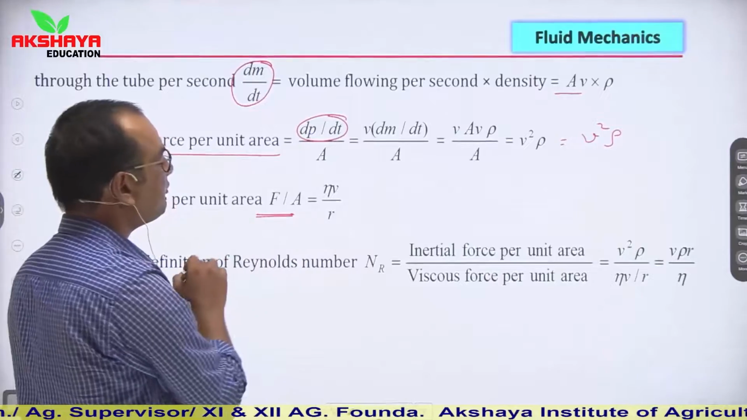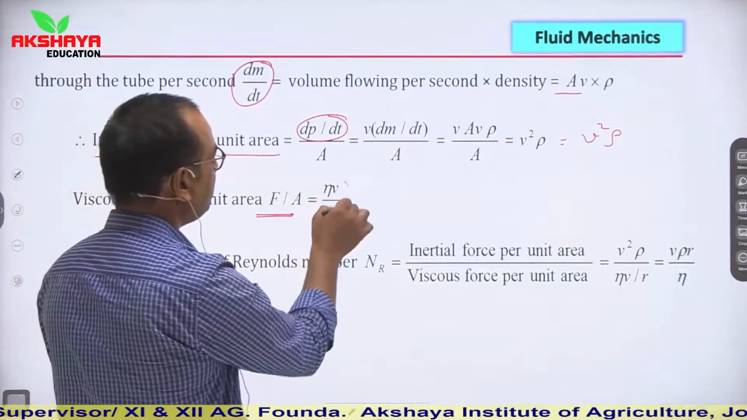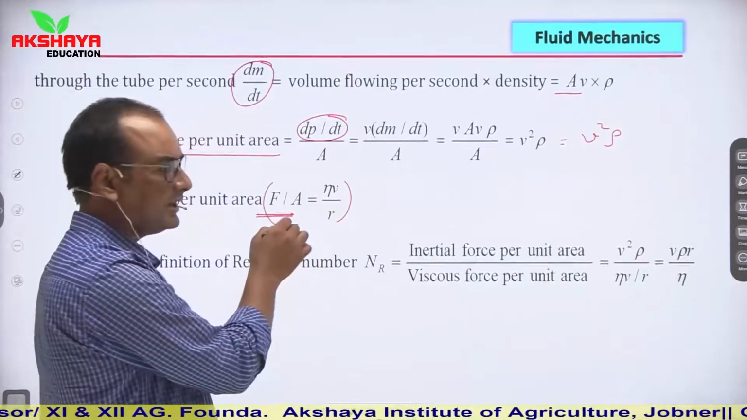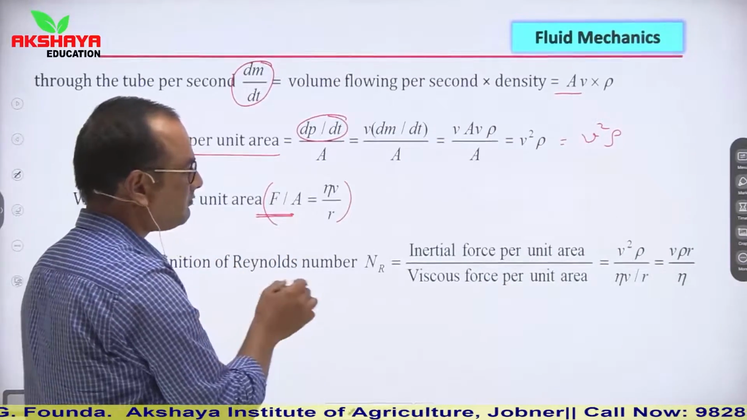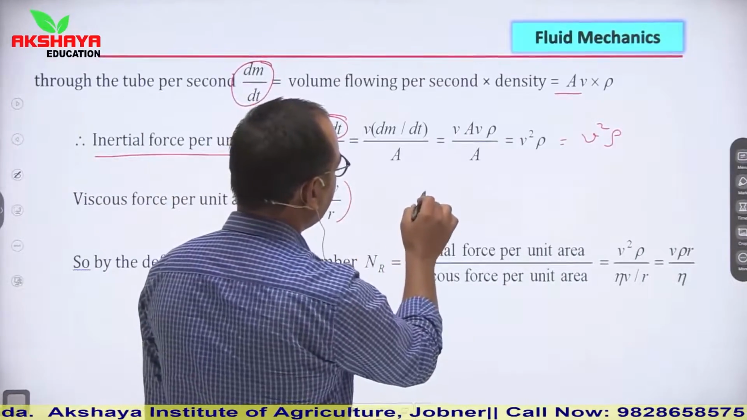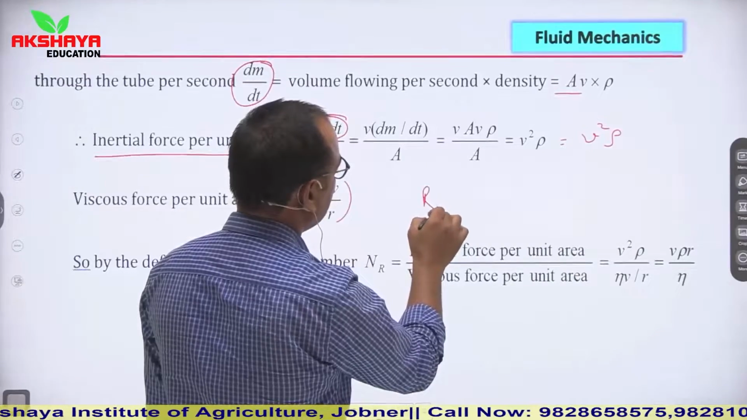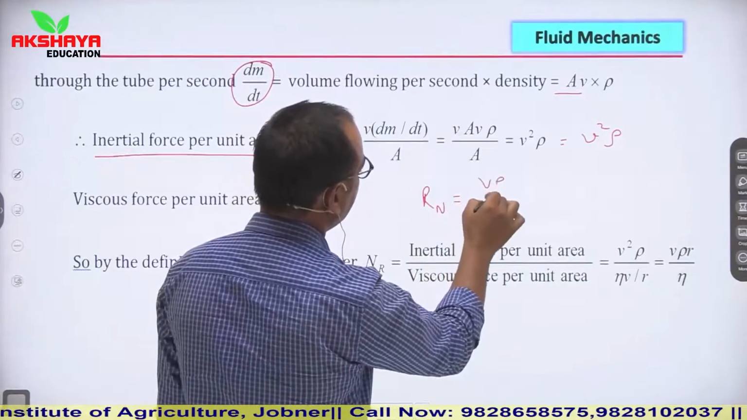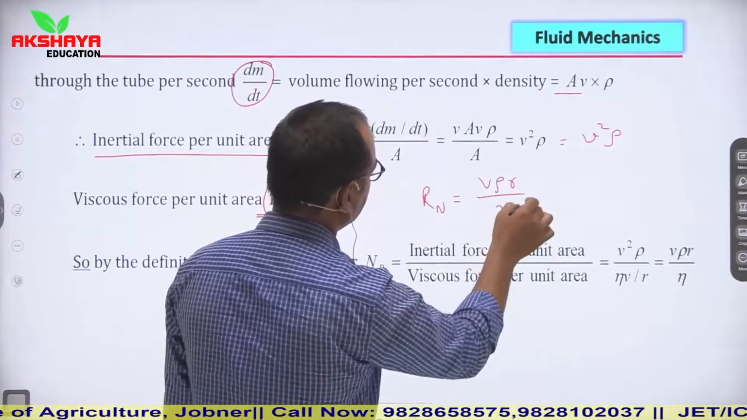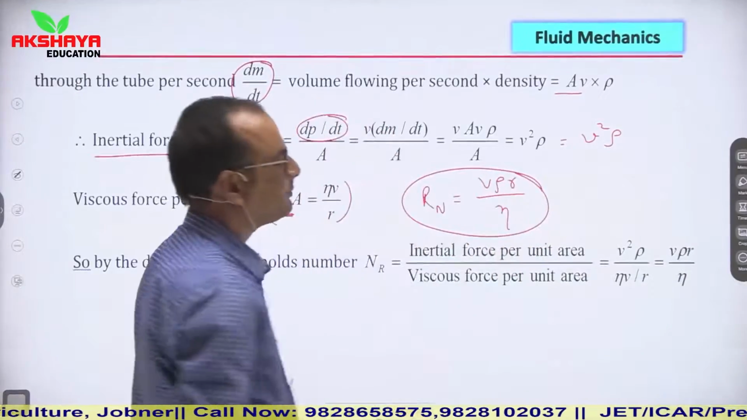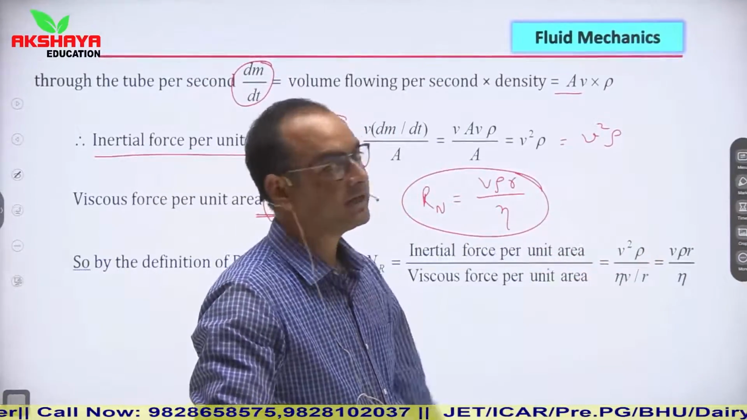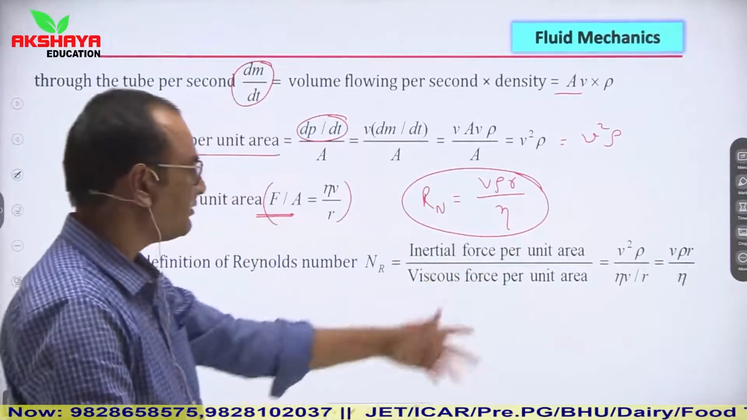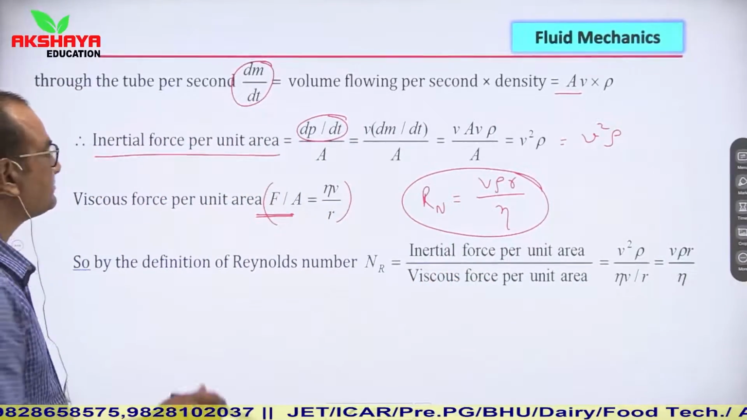Viscous force is force upon area. It is eta V upon R. We will study in detail when talking about viscosity. So simply keep in mind that Reynolds number Nr is equal to V rho R upon eta. Here rho is density, R is radius, eta is coefficient of viscosity. We will discuss coefficient of viscosity later.